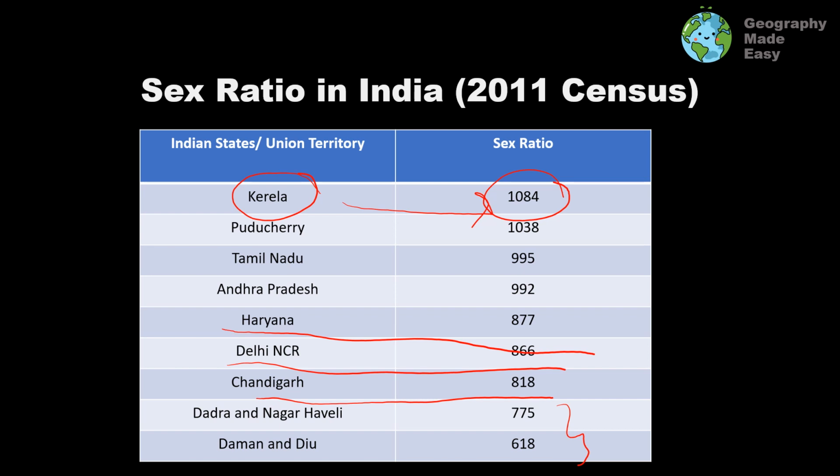Haryana, on the other hand, has the problem of dowry death and the low status of women, which leads to sex determination before birth and a lot of female infanticide and female fetus termination. Delhi NCR has a low sex ratio because a lot of male members migrate to Delhi for work, leaving behind their families in villages or other parts of India. So that is the reason, not any other social issue.